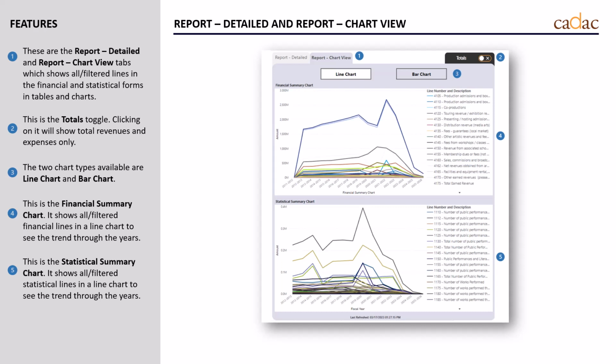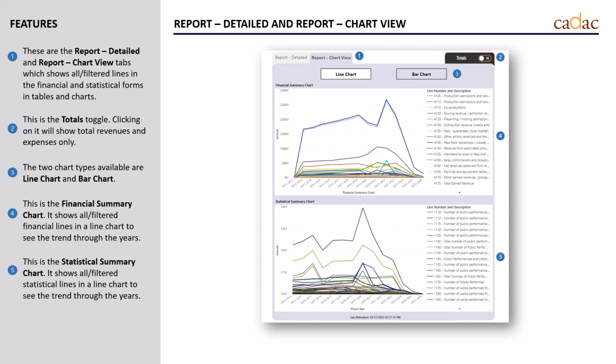You will notice some key elements here. Firstly, I want to draw your attention to the totals toggle in the top right. In this screenshot, you can see the total toggle is turned off. Therefore, the charts are showing us results from every line in the financial and statistical forms. If you toggle the totals on, it will only show you total or subtotal lines from each of the forms. Please keep in mind that you can use the Filters panel to select a custom combination of financial and statistical lines from either form as well.